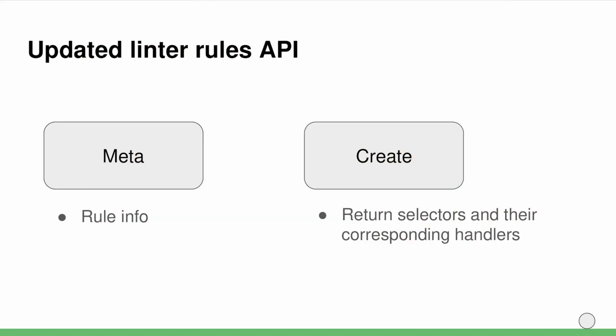The API is made up of 2 main parts. Meta holds rule information like type, description, or any other details. And create. The create function runs when the linter rule is initialized. Within this function, you can return selectors and their corresponding handlers. Essentially, they are selectors to which we can attach a handler. For example, if we want to access the body of element hiding cosmetic rules, we simply specify the element hiding rule body node type and assign some handler to it.